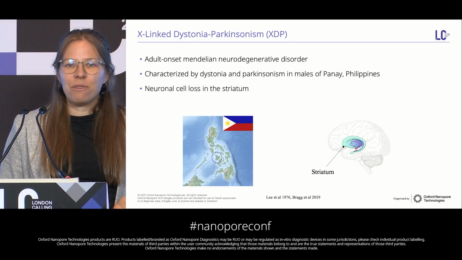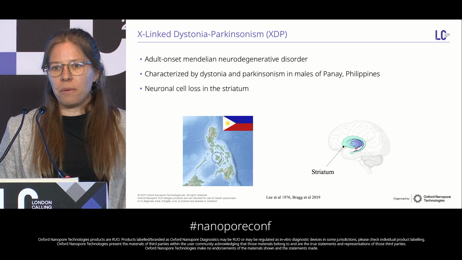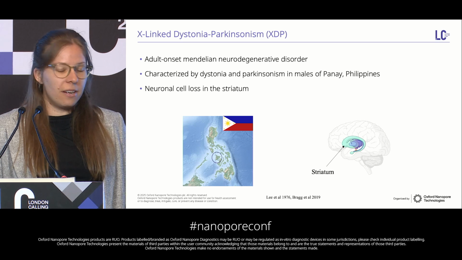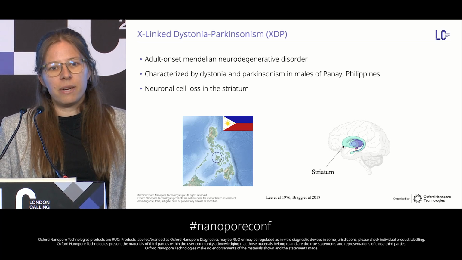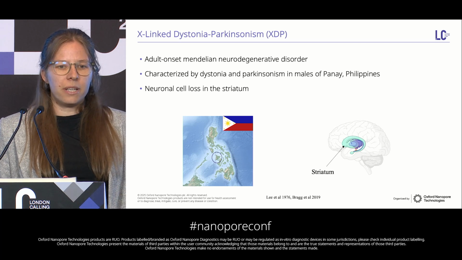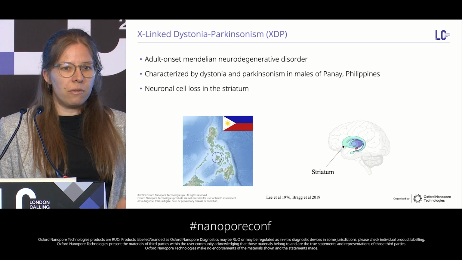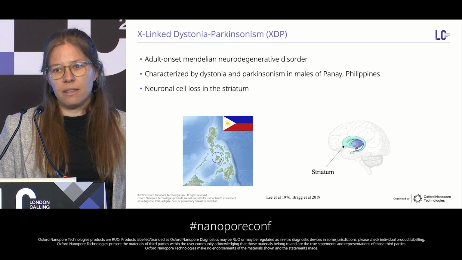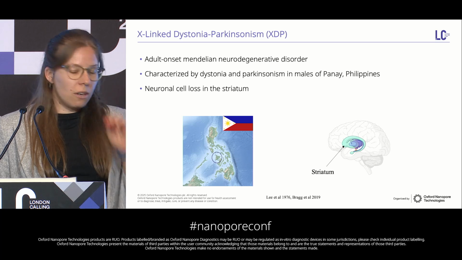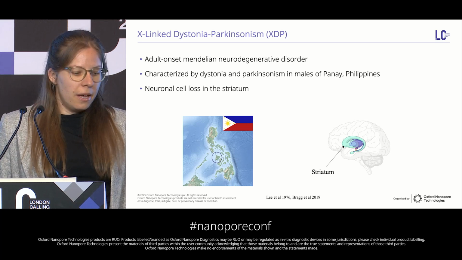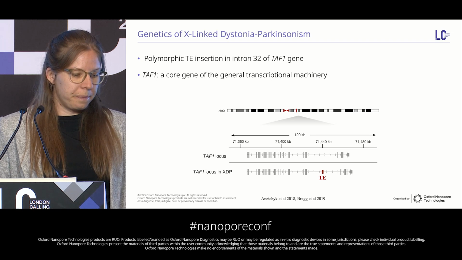So the disease that we work with in our group, and that is the focus of my research, is called X-linked dystonia-parkinsonism. This is a very rare disorder that is an adult-onset disease and is characterized by symptoms of dystonia and then later on Parkinsonism. One important aspect is that it mostly affects individuals of the island of Panay in the Philippines and mostly affects males. You will see why in a few seconds. The disease causes neuronal loss in the striatum and the thickening of the prefrontal cortex.